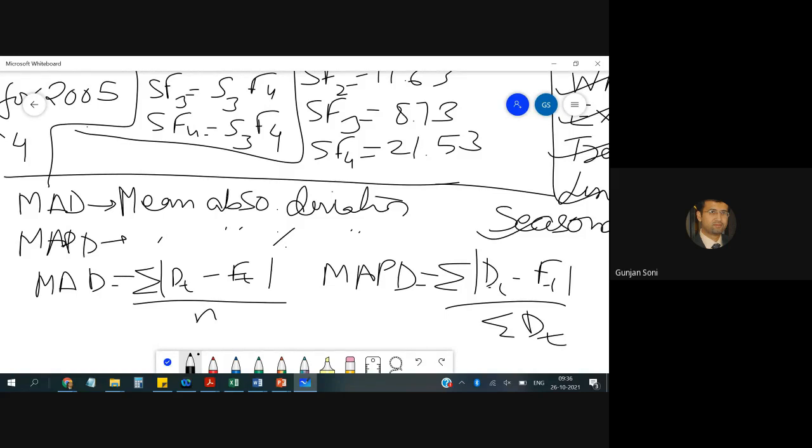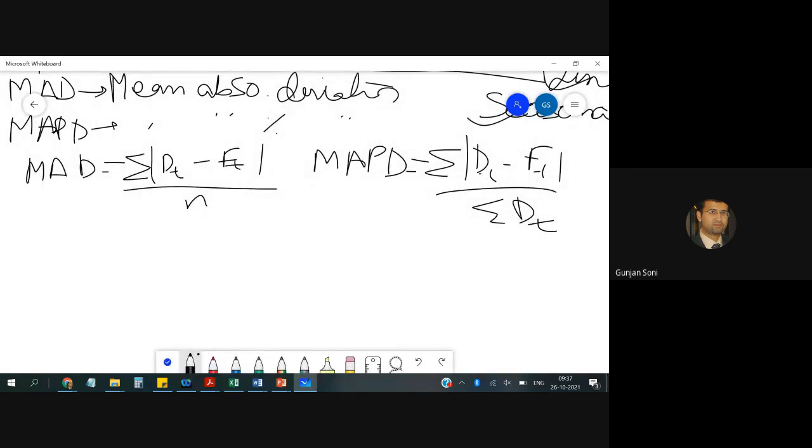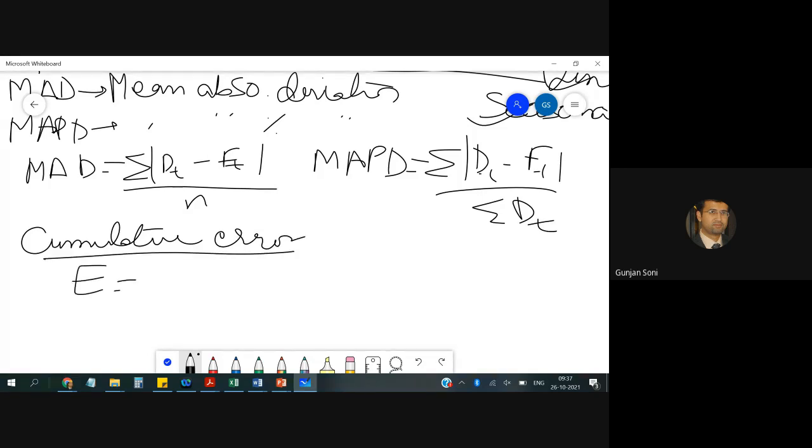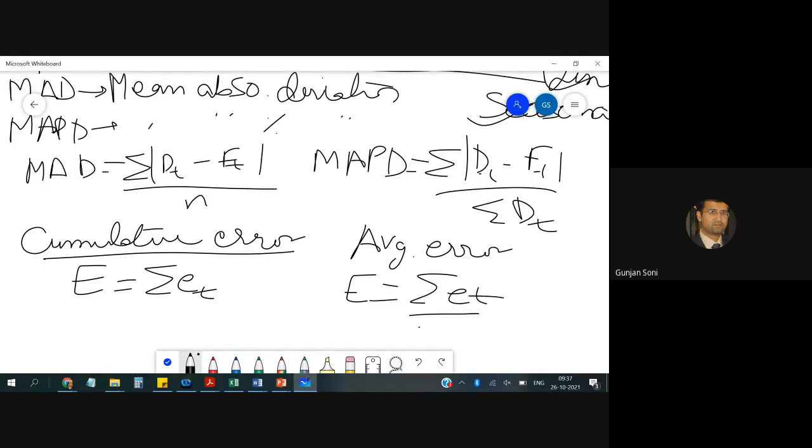So let's say for a given data, we apply these two errors, and then you can have cumulative error as another one. Cumulative error is, as the name implies, you just sum up all the error with algebraic sign, and average error would be summation of the cumulative error divided by n.